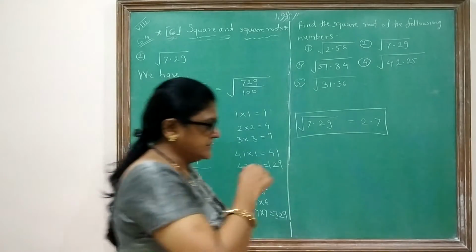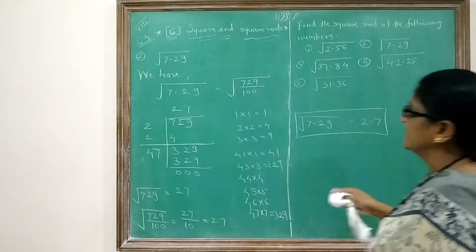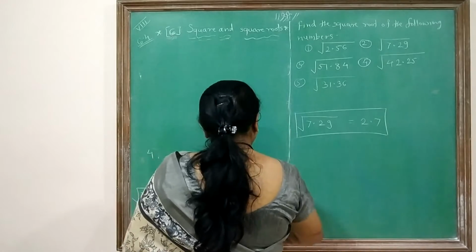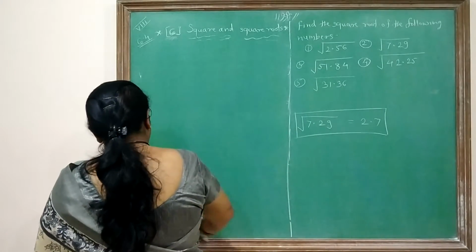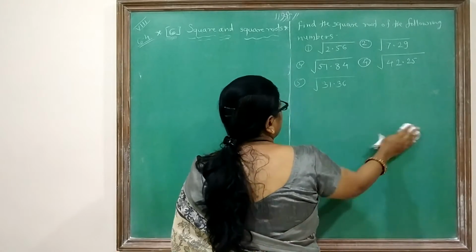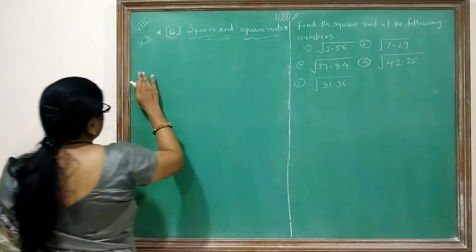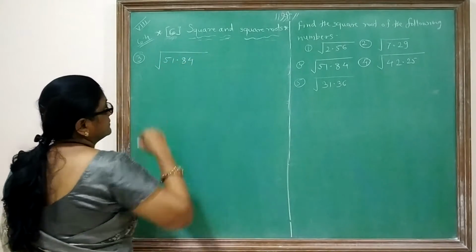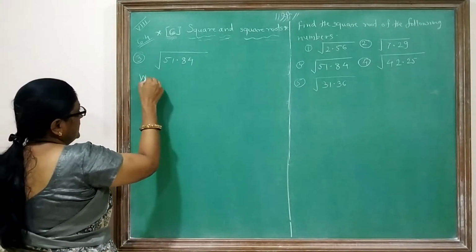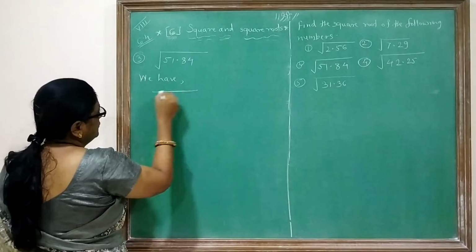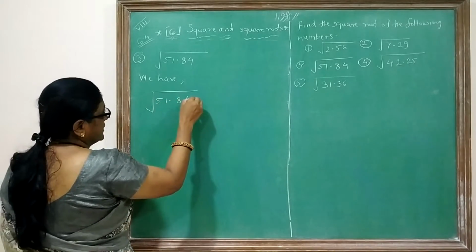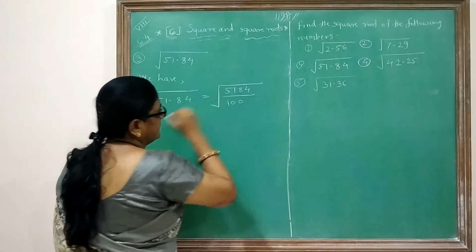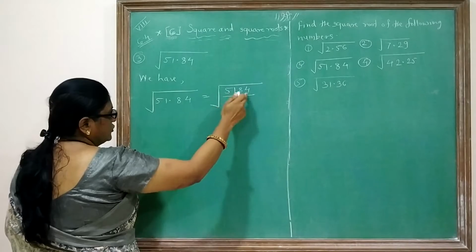Then see the next example. Third example is square root of 51.84. Then we have square root of 51.84 equal to square root of 5184 divided by 100. Then you will first find the square root of 5184.